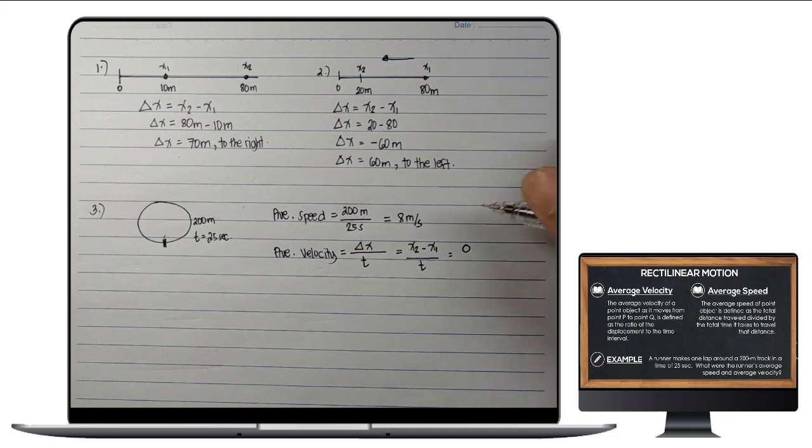So with that, the distance between the final point and the initial point or the change in its position becomes 0 because that coincide. So divide lang natin ang time which is 25 seconds. Therefore, its average velocity becomes 0 meter per second. Okay? So 0 because position does not change.